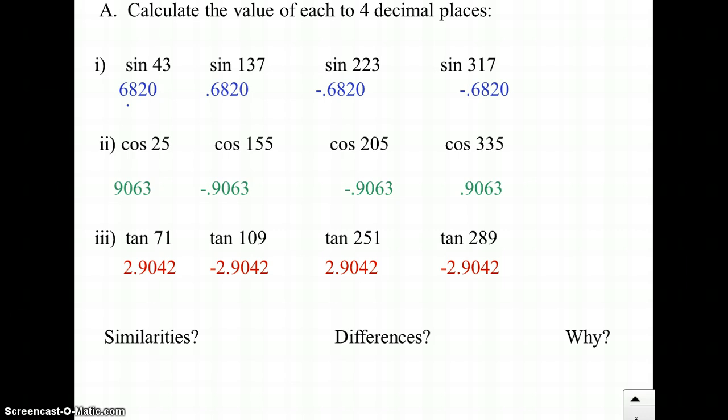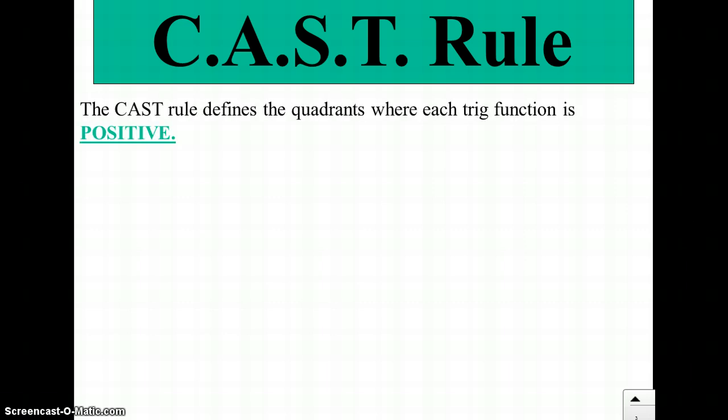Reference angles have something to do with this, and depending on how big the angle is, tells us whether it's a negative or positive ratio, and depending whether it's sine, cosine, or tangent. So let's look at these a little more in depth using something called the CAST rule. Now the CAST rule tells us where each trig function is defined as a positive value.